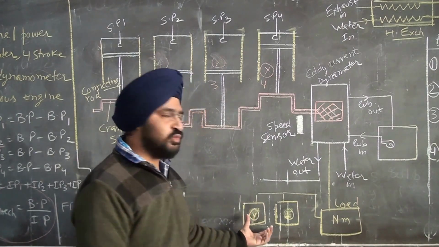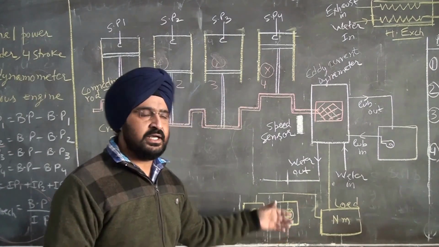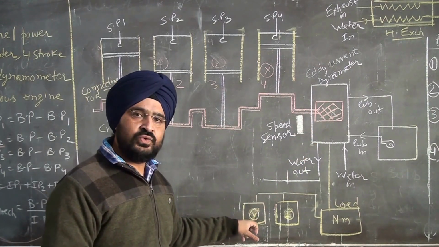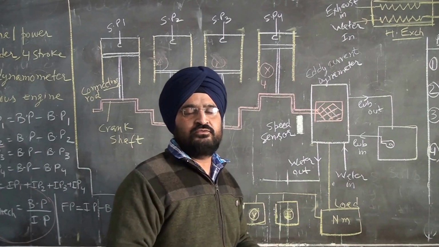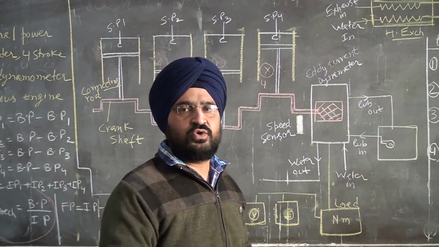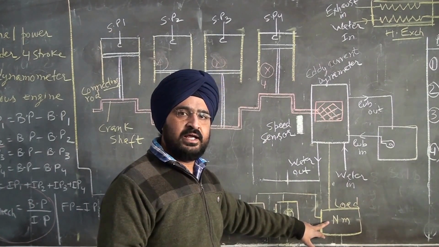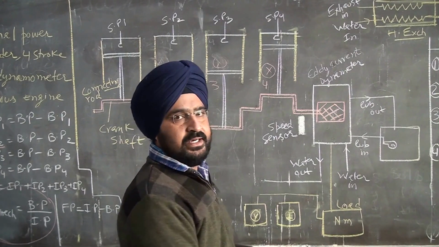Now, to increase the load on the engine with the eddy current dynamometer, what will we do? We will increase the voltage and the current, and hence the load, because the current through the coil is increased, and you will get the load shown on the panel. That is how the load is increased on the eddy current dynamometer.